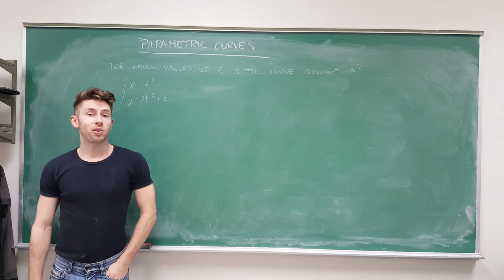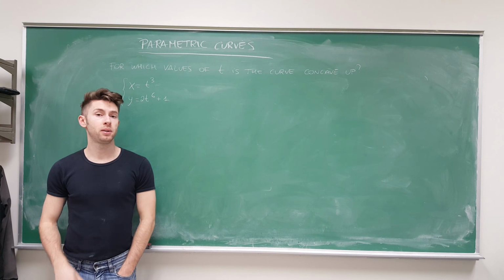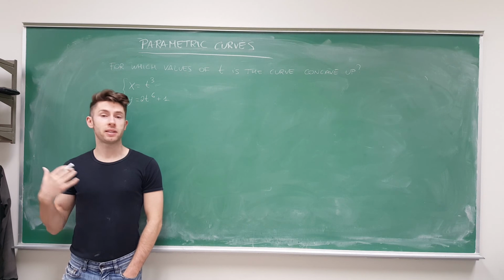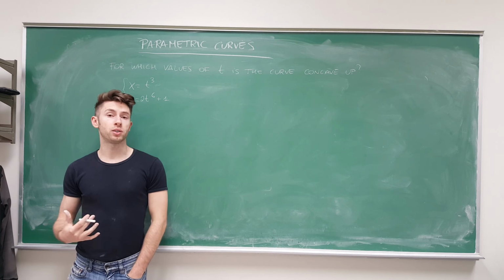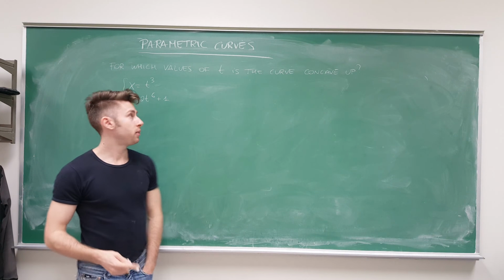So we're asked to find for which values of t the following parametric curve is concave up. So remember, that means the second derivative has to be positive. So first of all, let's compute the first derivative.